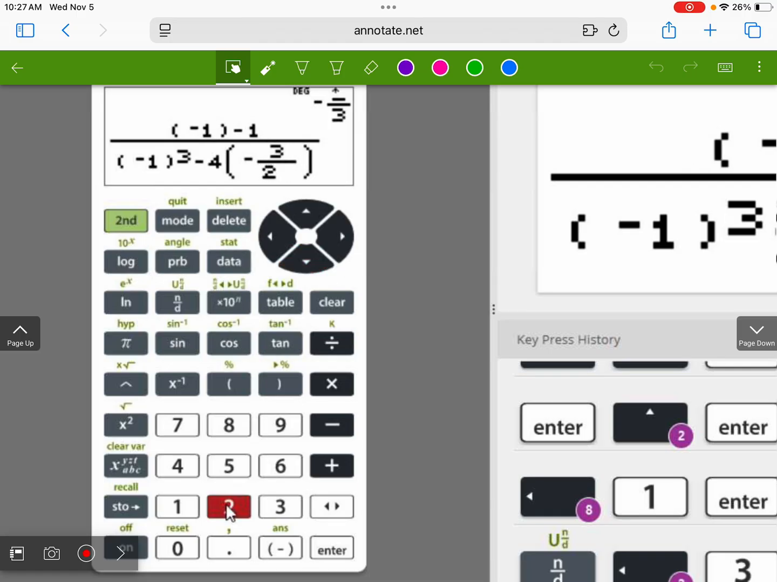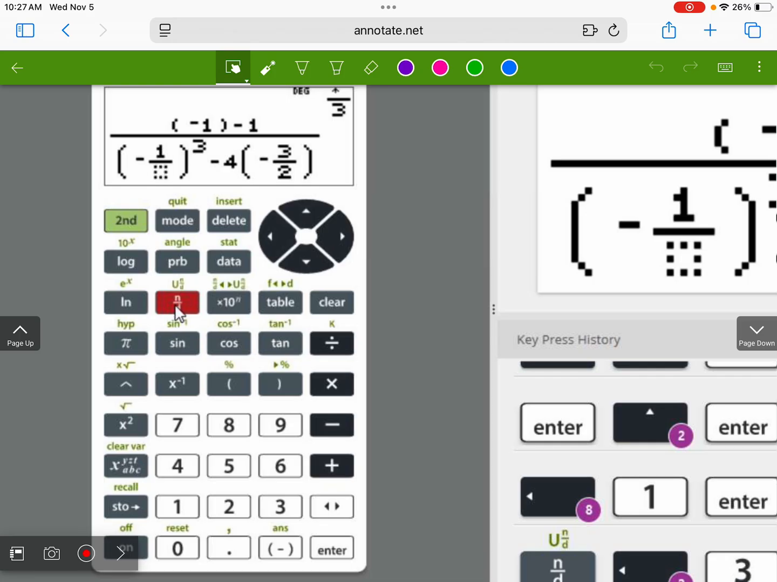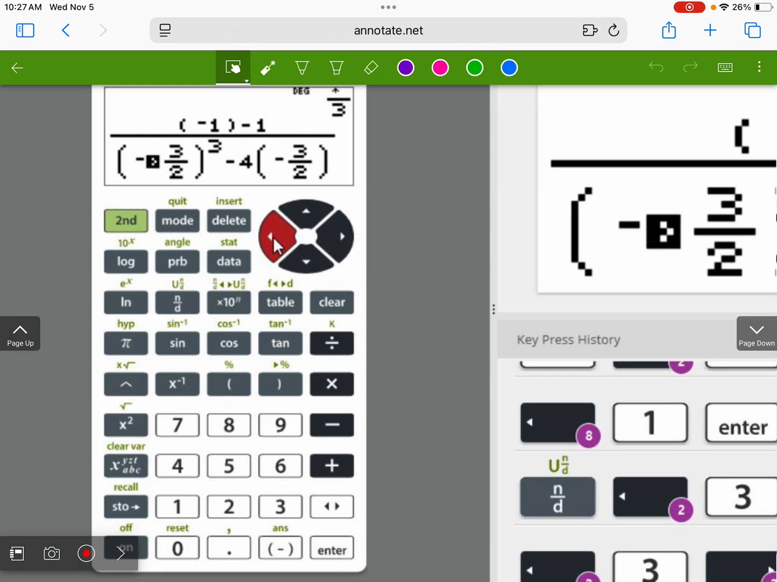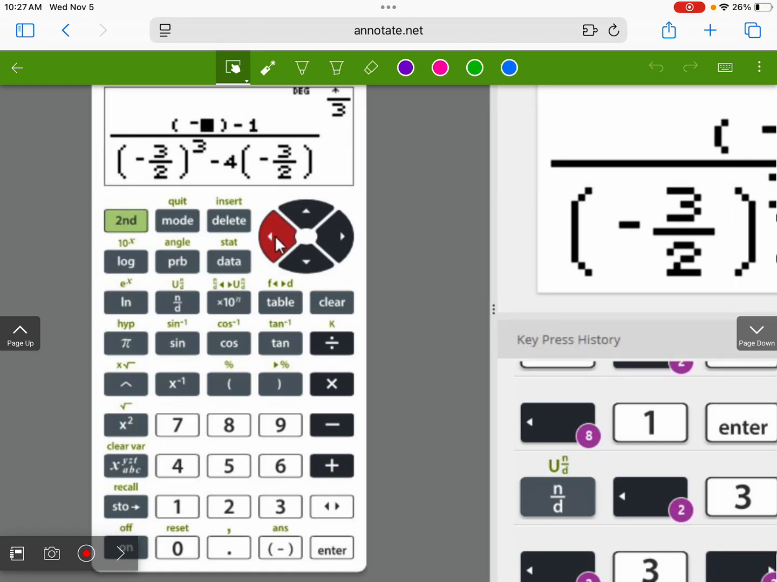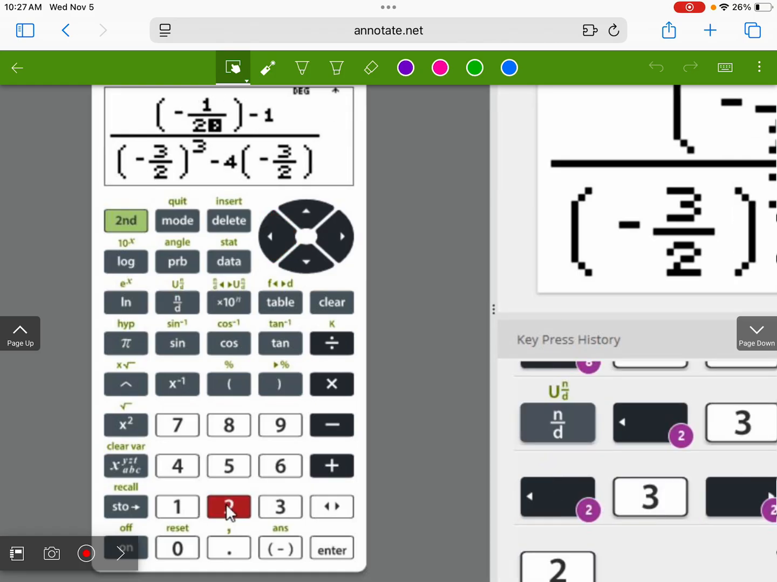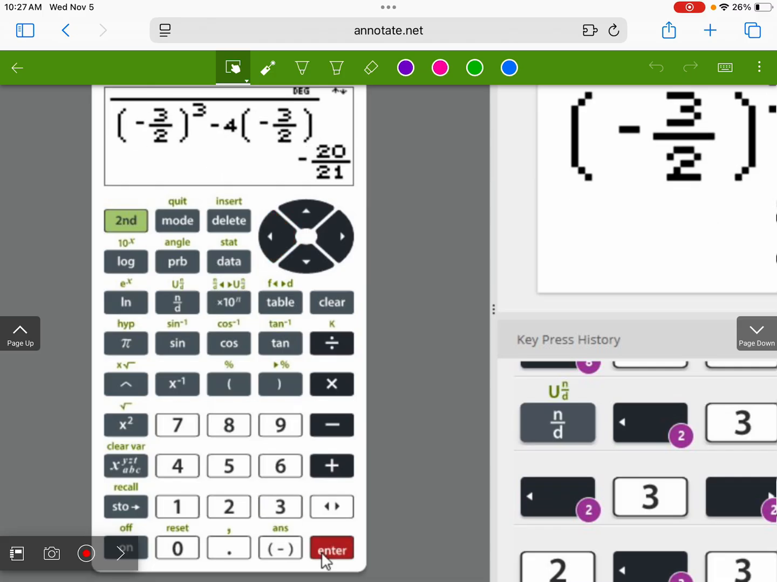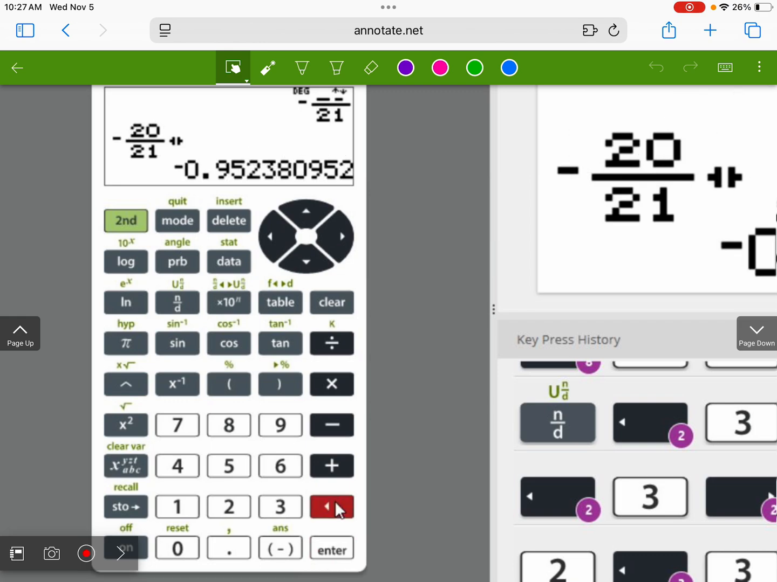So going back and substituting in, I want to put this as -1.5 or as -3/2. I can replace that -1 with a fraction. Going back and replacing this -1 with a fraction. So there's -1.5. We get -20 over 21. Or if you want it as a decimal, -9.5.